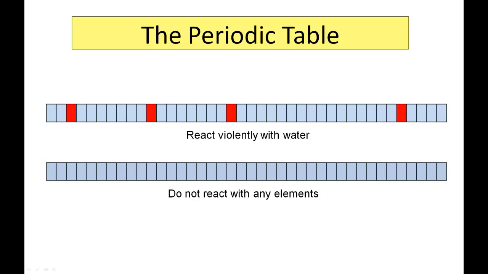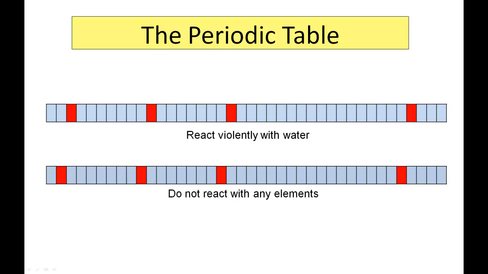If I was to ask a second question of which ones do not react with any elements, I could look and I get this pattern. So notice it's a little different than the pattern above, but it's pretty similar. So periodically, certain things happen if you line up the elements according to their atomic mass.